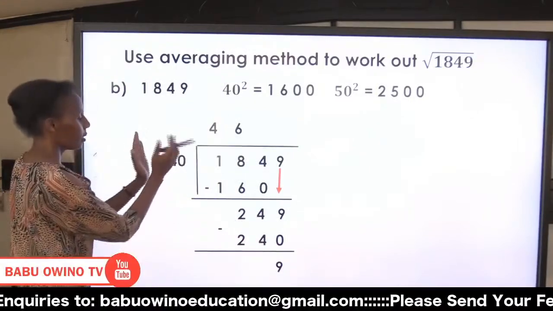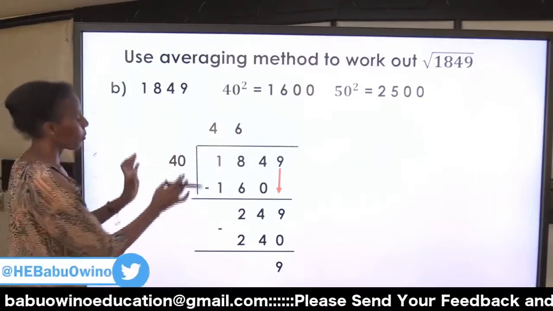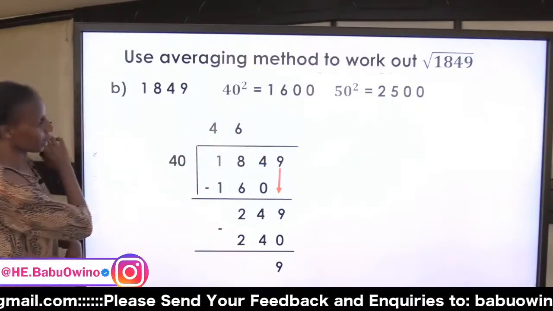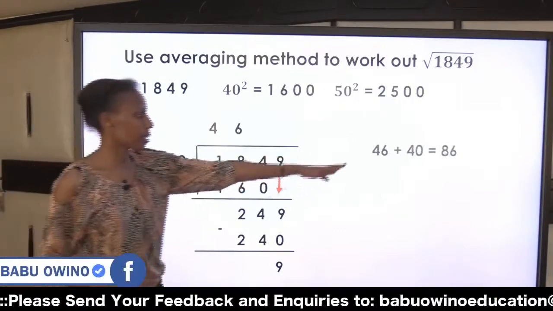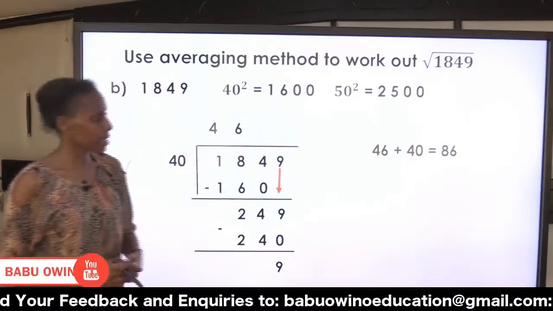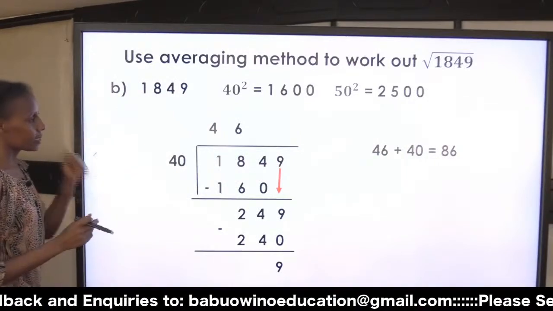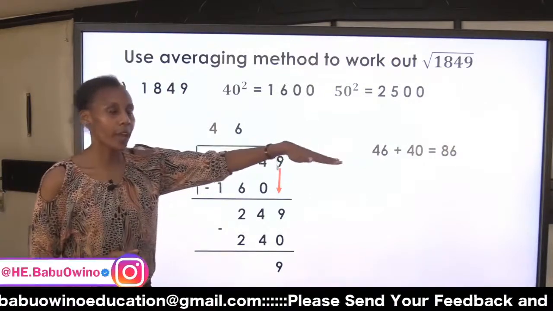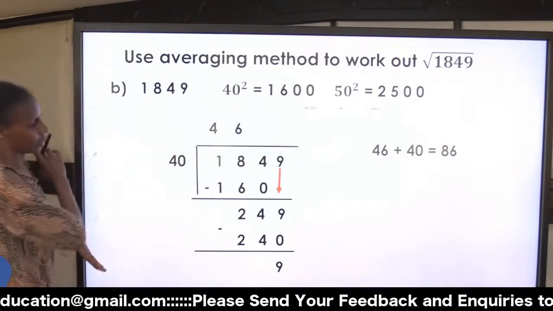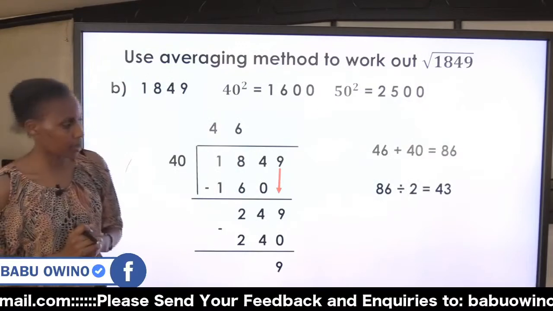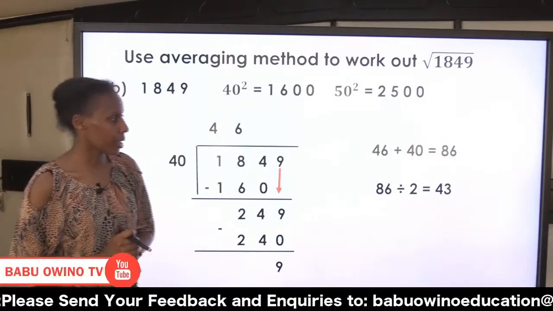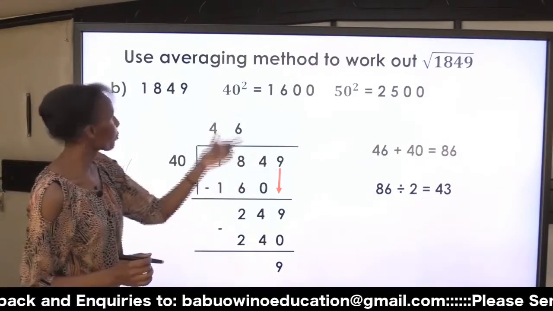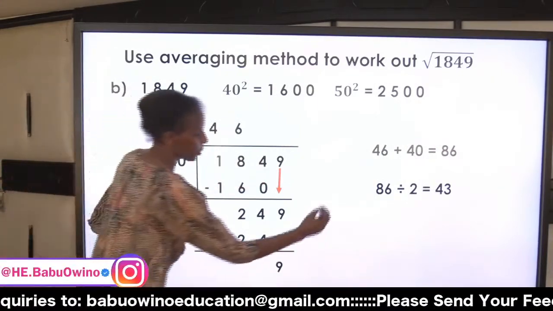Now we have our divisor and our quotient. So I'm going to take 40 plus 46. When I add 46 and 40, I will get 86. All right? Then for 86, I'm going to get the average, or I'm going to divide by 2. When I divide 86 by 2, I will get 43. Let us work out to see if 43 is the square root of 1,849.